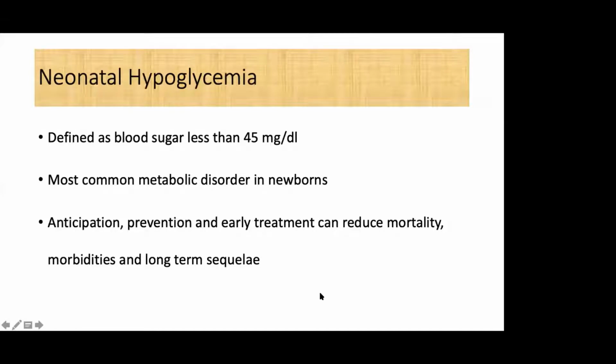So first, the definition. Again, there are a lot of debates regarding this definition, but if you look at the various Indian guidelines, our AIIMS protocol, all of them advocate a blood sugar of less than 45 milligram per deciliter as the threshold of hypoglycemia. So we'll also define blood sugar less than 45 milligram per deciliter as hypoglycemia. It is the most common metabolic disorder in neonates and often requires admission to NICU. Often anticipation, prevention, and early treatment can reduce mortality, morbidity, and long-term sequelae related to hypoglycemia.